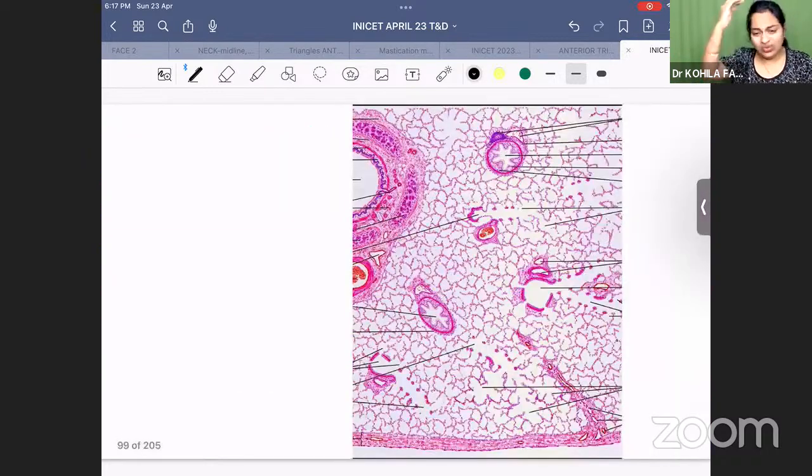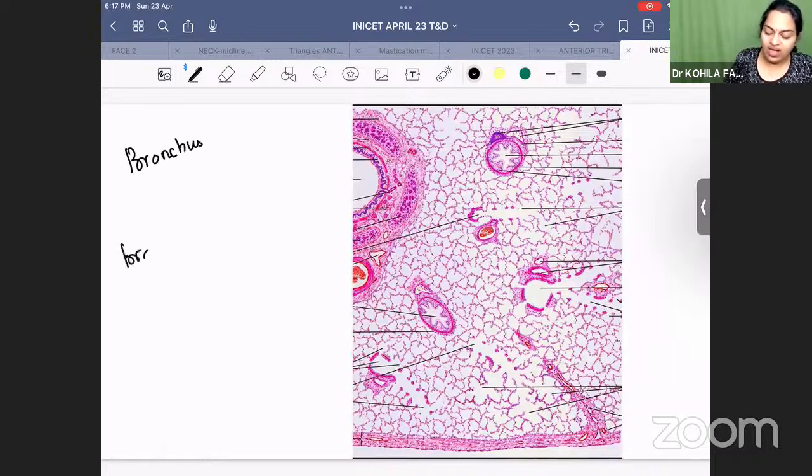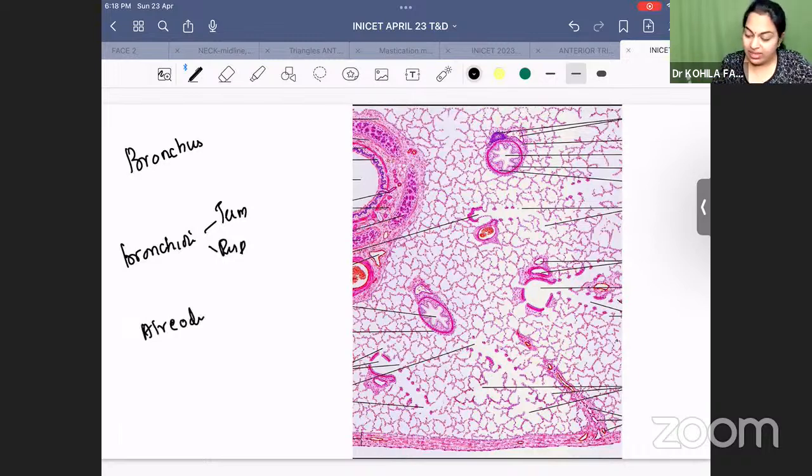Now, the trachea is going to further divide into bronchus, and then lower down we have the bronchiole, the terminal bronchiole, the respiratory bronchiole, then the alveolar duct and alveoli, right? What you are supposed to remember in the bronchus is, here you can make out the bronchus.